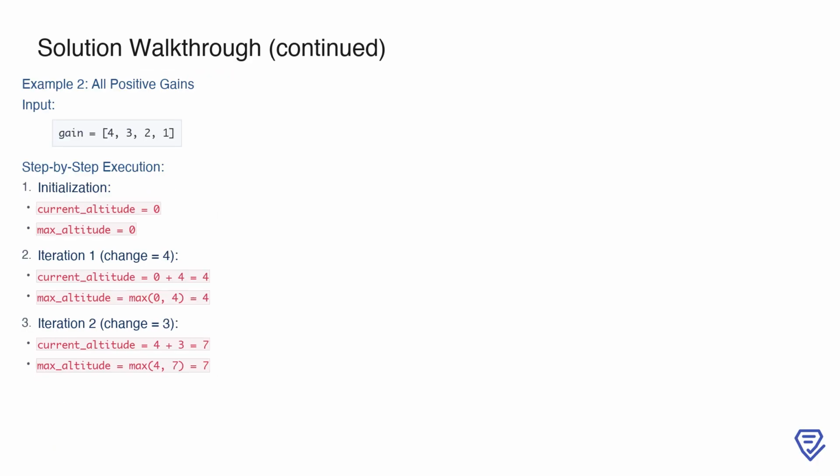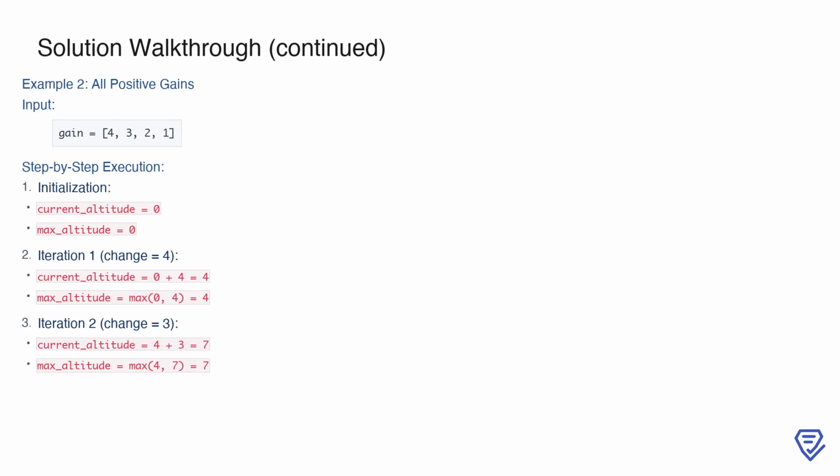Now, let's examine a scenario where all the altitude changes are positive. For this example, the input is gain equals 4, 3, 2, 1. We start by initializing current_altitude to 0 and max_altitude to 0. In the first iteration, the altitude change is 4. Adding this to the current altitude of 0 gives 4, and the max_altitude updates to 4 because it is the maximum of 0 and 4.